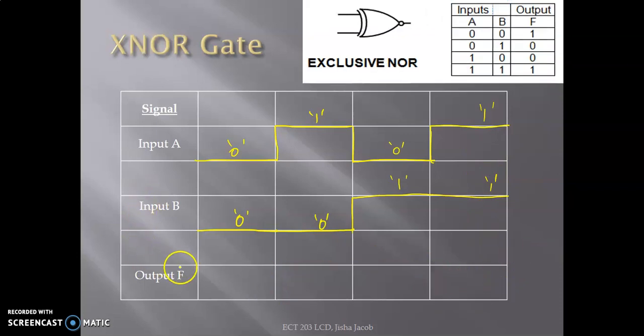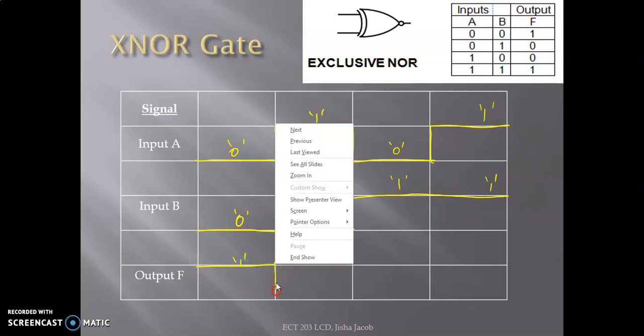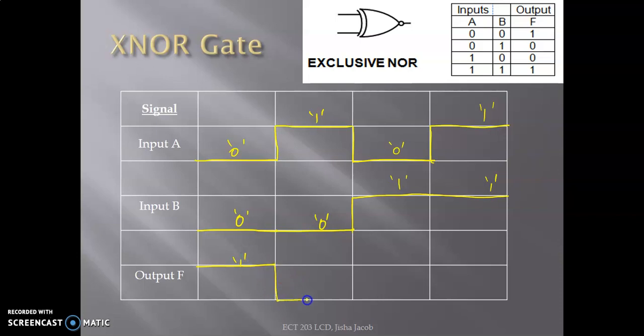And finally, we come to the XNOR gate, in which if the inputs are both similar or same, the output is equal to 1. Okay. And if the inputs are different, then the output is equal to 0. There you have it, 0. And finally, if the inputs are 1, 1, that means it is the same, the output is equal to 1.